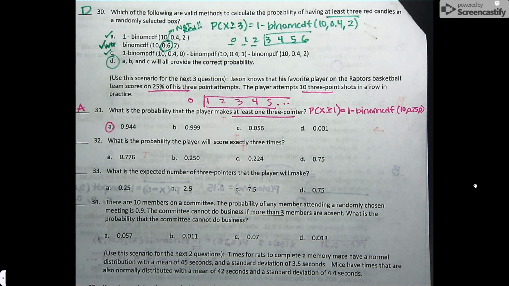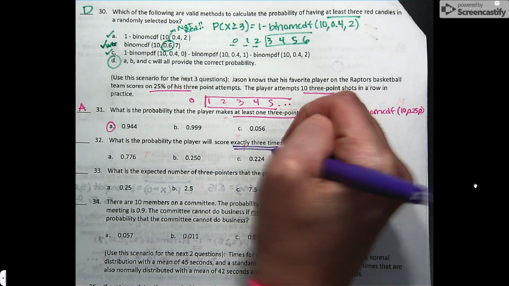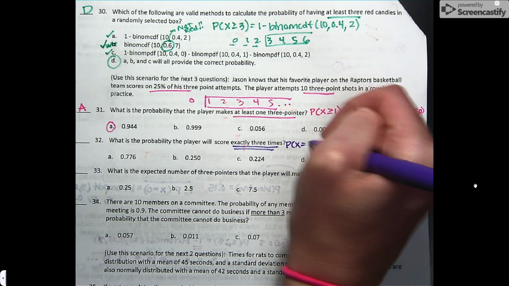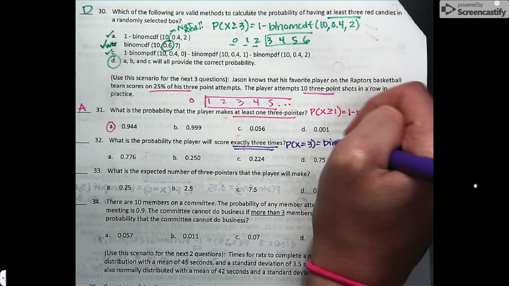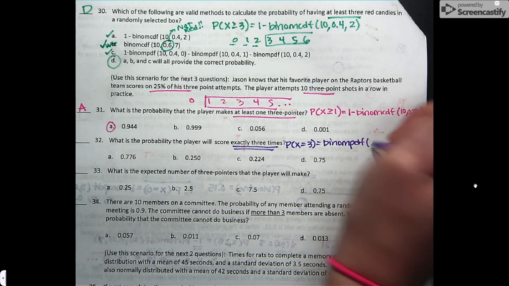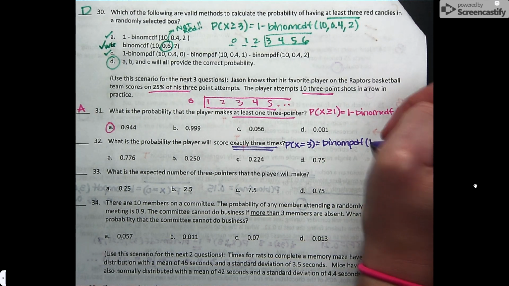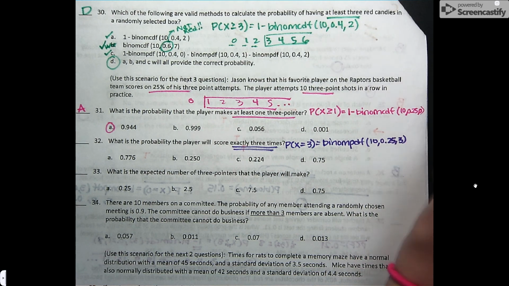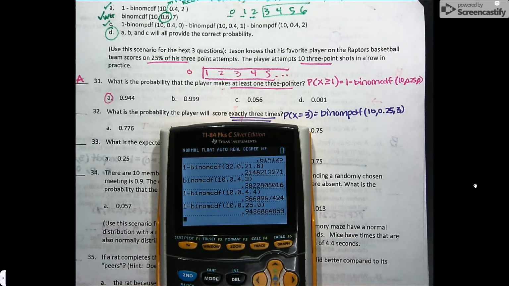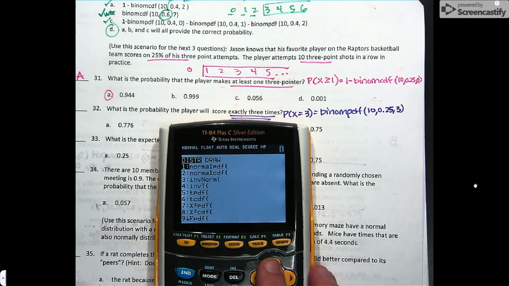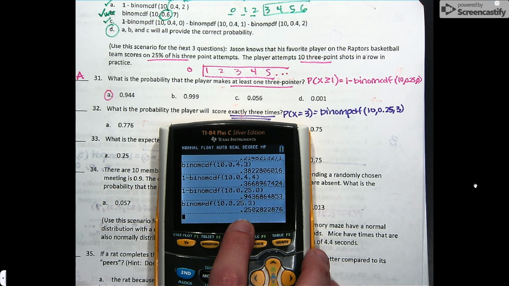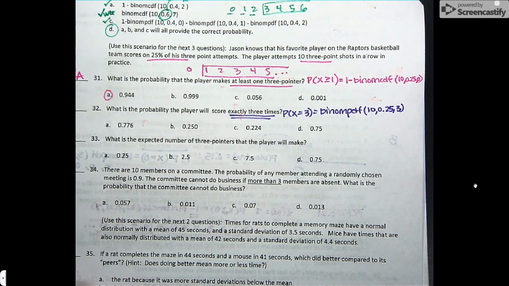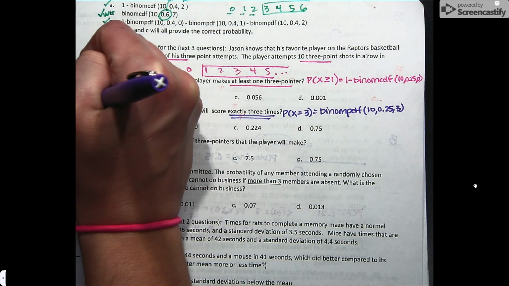What is the probability that the player will score exactly 3 times? So exactly 3 times means x equals 3, and that's the definition of our binom PDF. So a binom PDF, there's 10 shots, 0.25 that we want to score on exactly 3. So if it's exactly an amount, you do second vars, binom PDF of 10, 0.25, 3. That's how I get 0.250. So letter B.